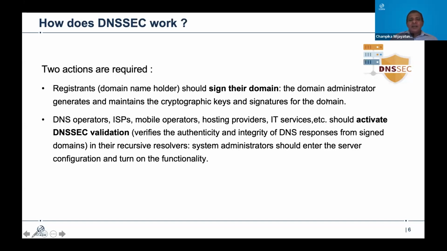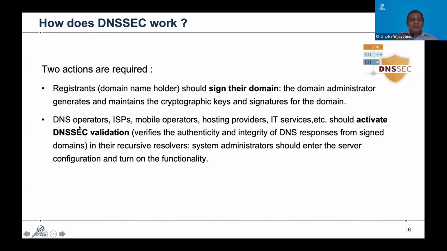And so if you are a domain administrator, you have to generate the cryptographic keys, right? You have to generate those private keys, public keys, and so on, and then generate the signatures, so that all the records associated with your zone are cryptographically signed. So the resolvers, when they receive this DNS data, can verify that. So if you are a registrant, that means a domain name holder, your task is to sign your domain. That's very important.